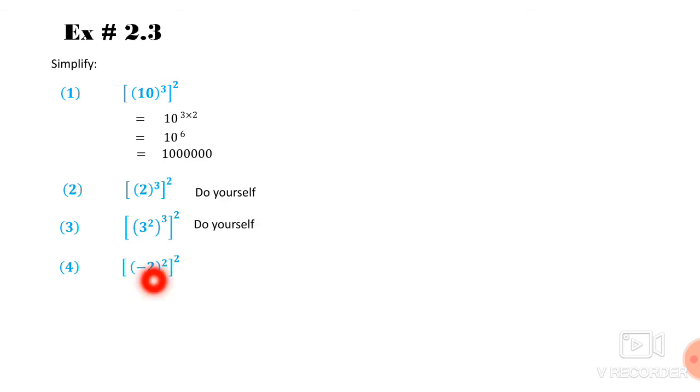Part 4, minus 2 exponent 2 exponent 2. Again exponent over exponent, then it means exponents will be multiplied with each other. Minus 2 exponent 4. Exponent is even, there will be no negative sign with the answer. Okay, and answer is 16.